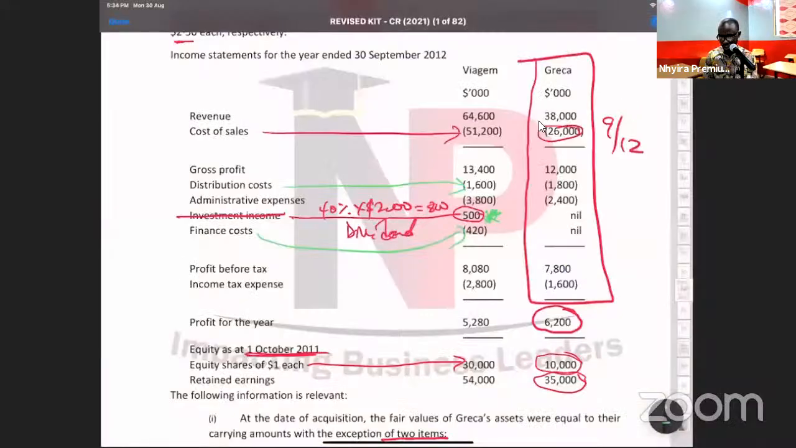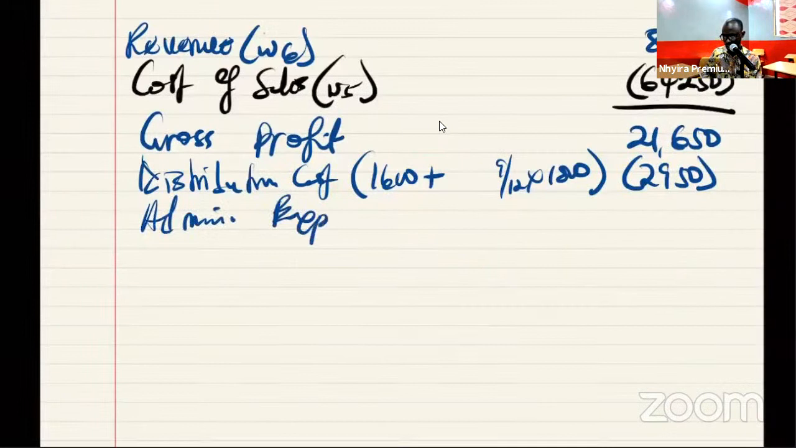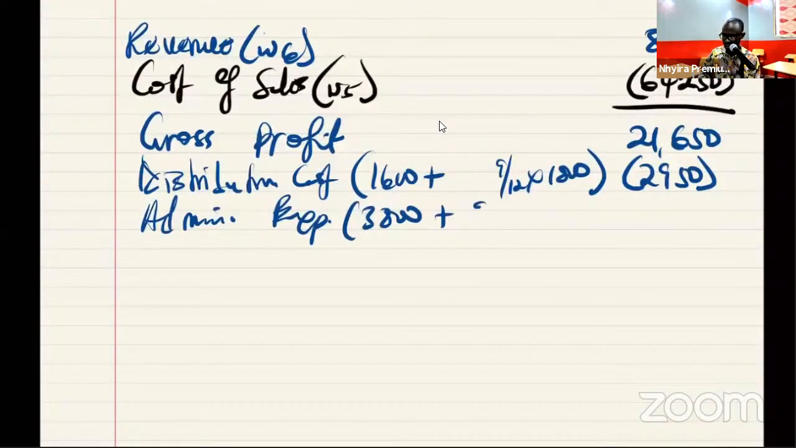Next item is administrative expenses. We bring it in: 3,800 for Viagem, 2,400 for Greece. So 3,800 plus 9 over 12 by 2,400. Nine divided by 12 by 2,400, that's 1,008. So 1,008 plus 3,800. That'll be 5,600.